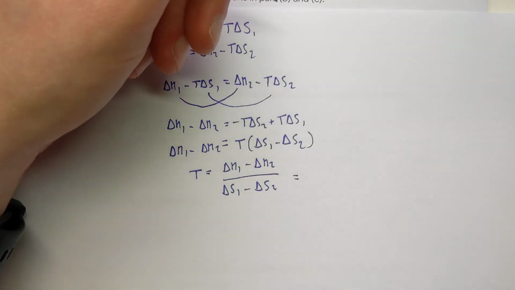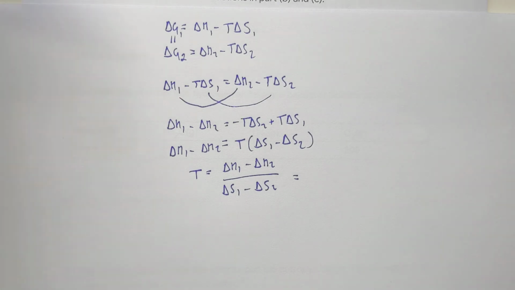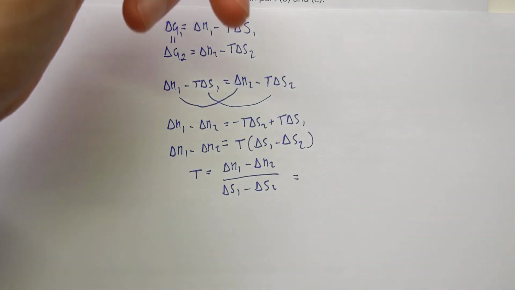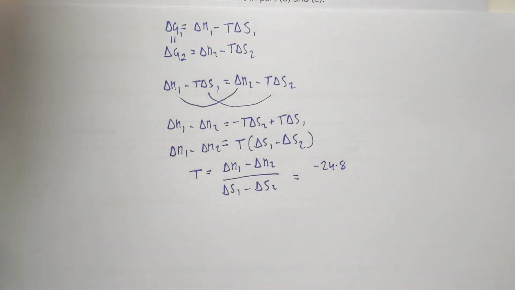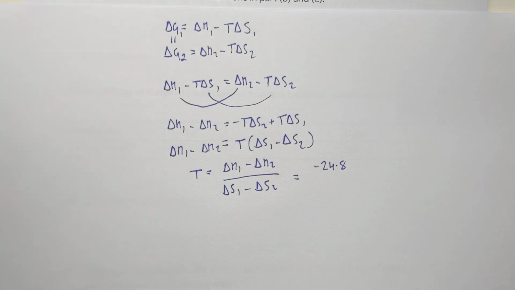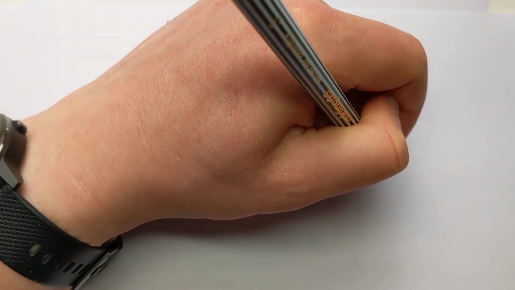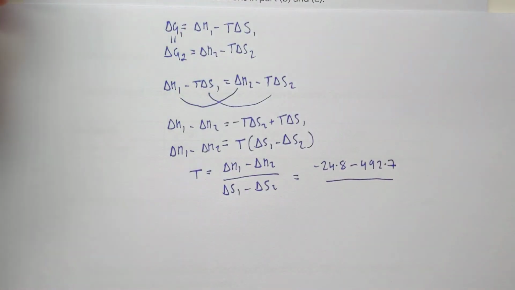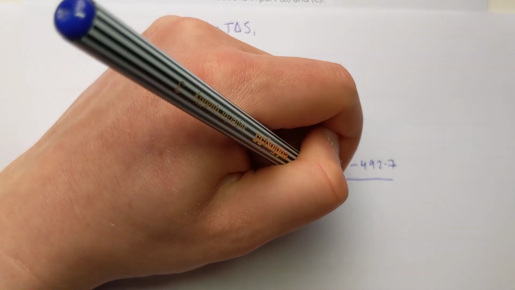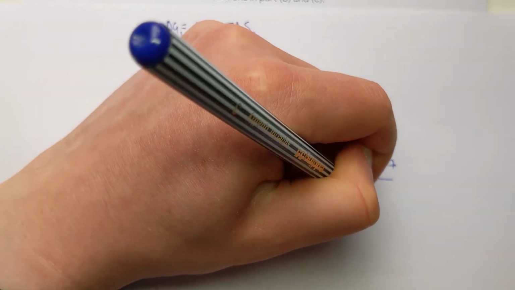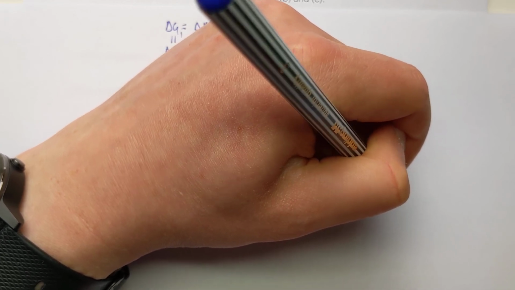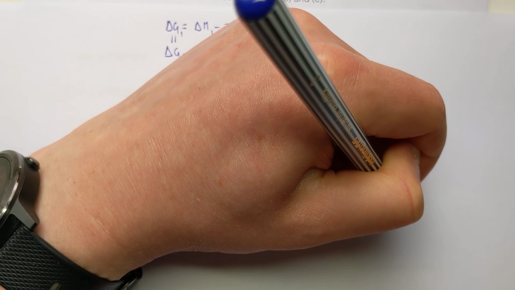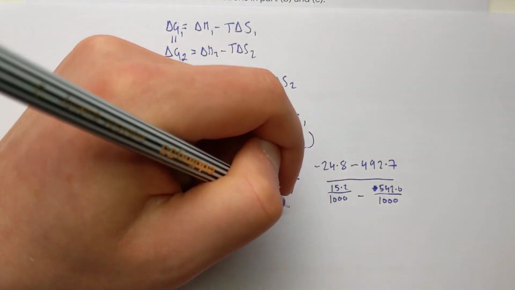So subbing my terms in, if I decide that the reaction we encountered first in this question is reaction 1, we worked out its delta H value is minus 24.8, and the enthalpy change of the second reaction, the one in the previous part of the question, was given to us as 492.7. I'm going to subtract that because it was a positive value. The entropy change we calculated for the first reaction is 15.2, so it's 15.2 over 1000, taking away the entropy change of the second reaction, which is plus 542.6 over 1,000.